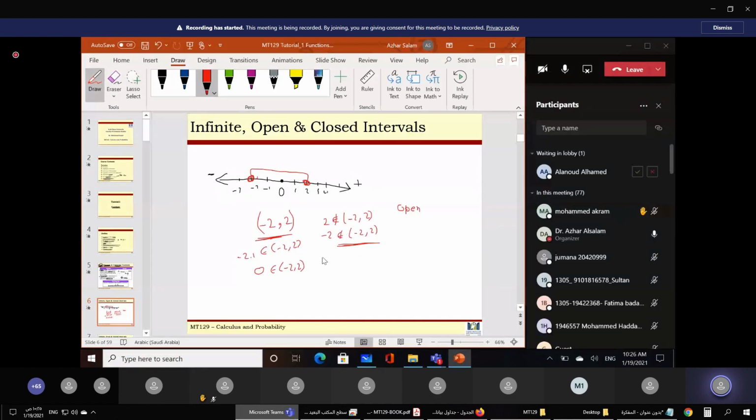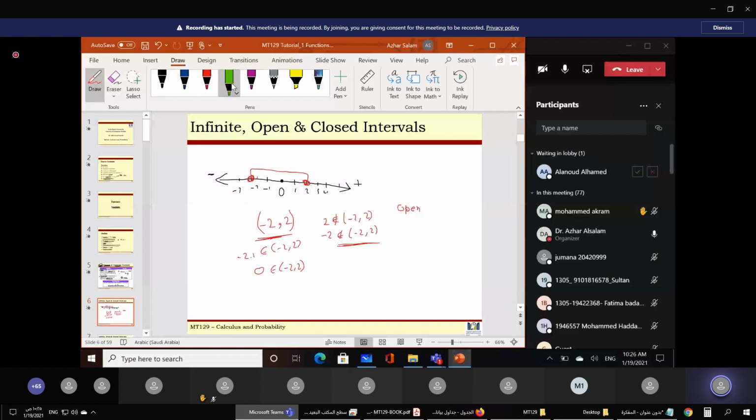Okay. Which means the number 2 is not included? Yes. The -2 and 2 are not included in the interval, since the circles that I draw are open. So they are not included.